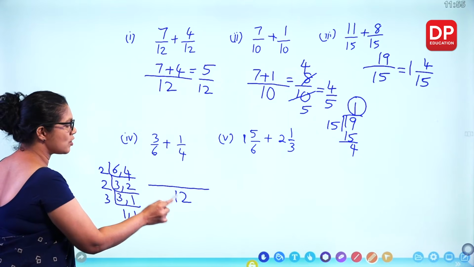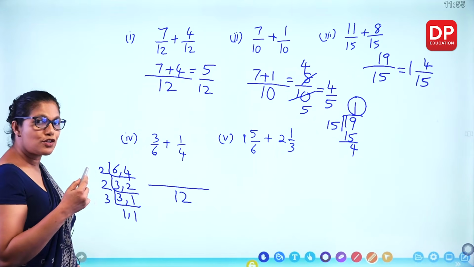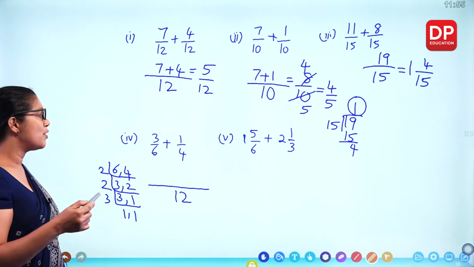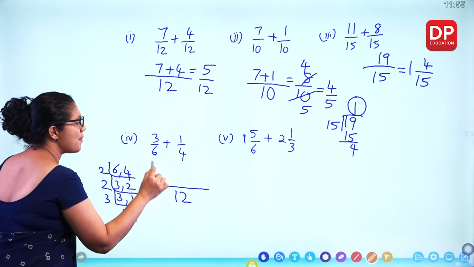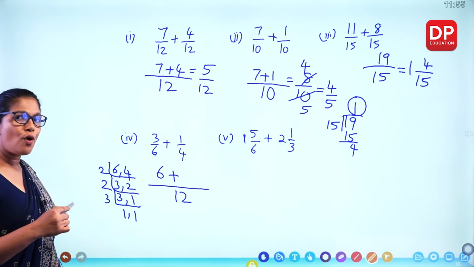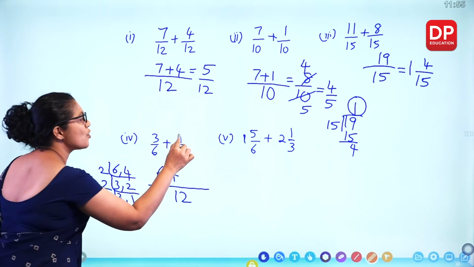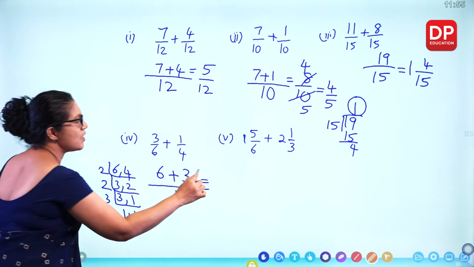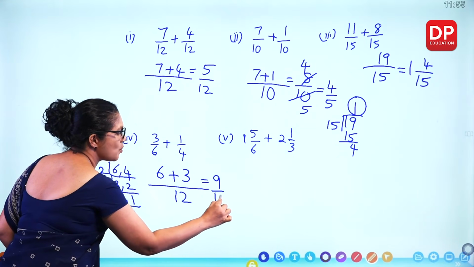So how you get 12 from 6? You need to multiply by 2. So you have to do the same thing for the numerator too. So 2 times 3 is 6. How you get 12 from 4? Multiply by 3. So 3 times 1, 3. So when you simplify, 6 plus 3 you get 9 over 12.